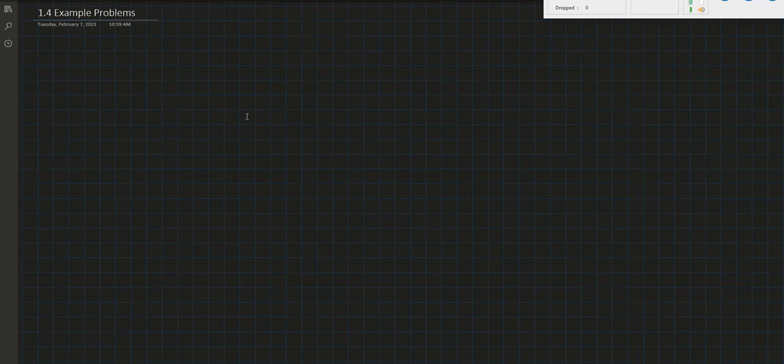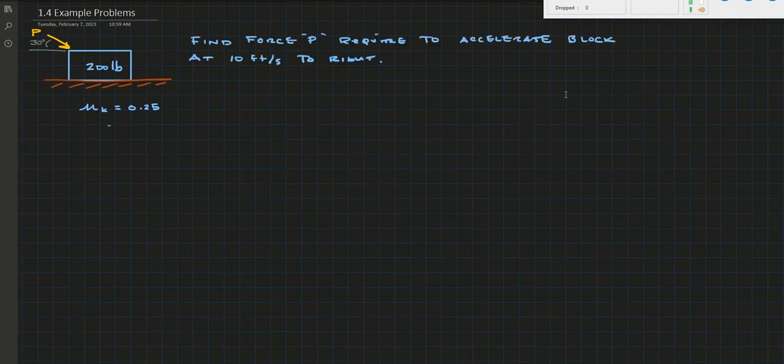Okay, let's begin by solving first a kinetic problem. So we're going to look at a 200-pound block that's being pushed by a force P at an angle of 30 degrees, and the coefficient of kinetic friction is 0.25. Let's find the force P required to accelerate the block at 10 feet per second squared to the right.